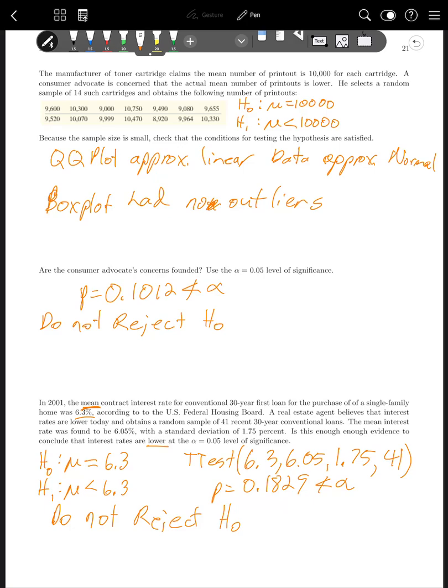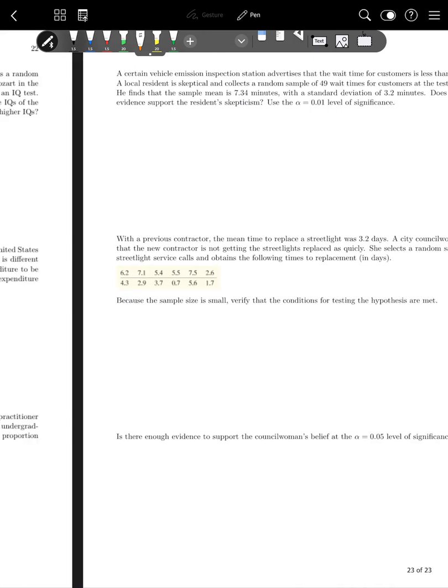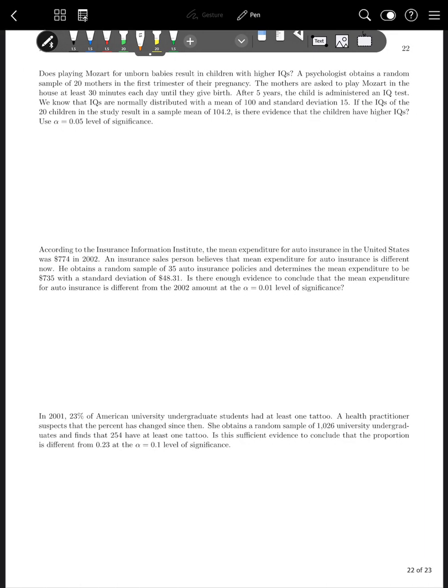And we could say there is not sufficient evidence to suggest that the mean interest rate is lower than it was, lower than 6.3%. Okay. So on the next page, same idea.